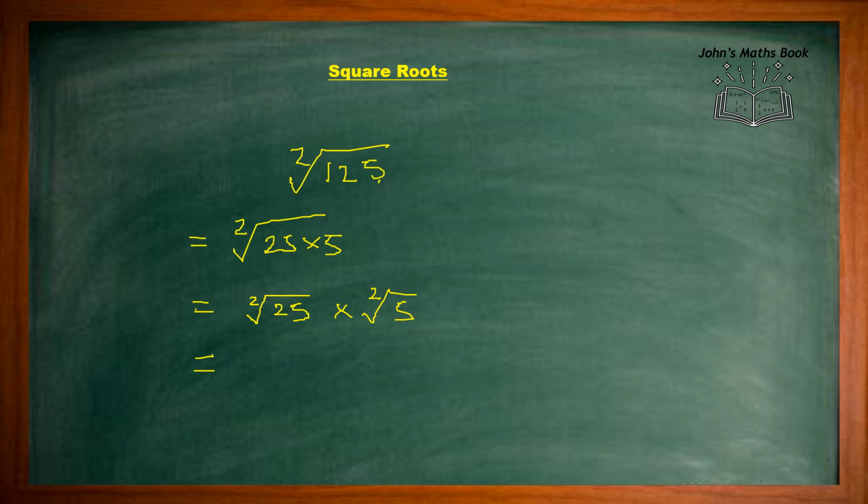We know that 25 is a perfect square, therefore the square root of 25 is 5. So we can actually work that one out. So we can say the square root of 25 is 5 multiplied by the square root of 5. Now the square root of 5 contains decimal numbers or fractions. So we can write the answer as 5 times square root of 5.